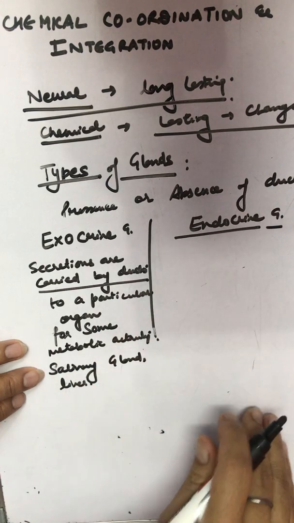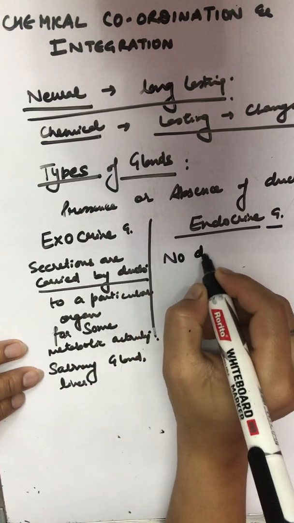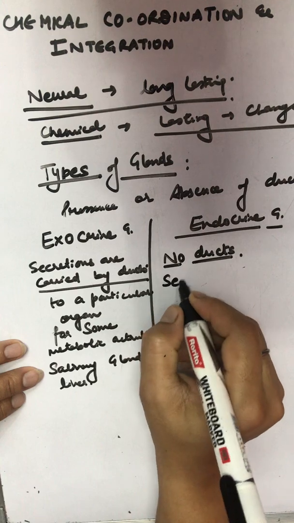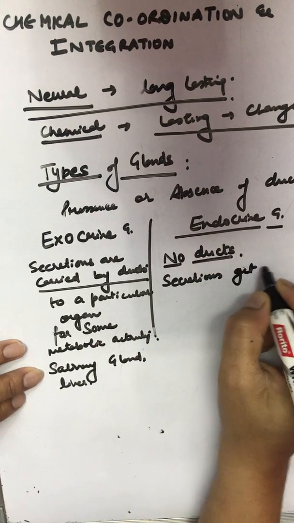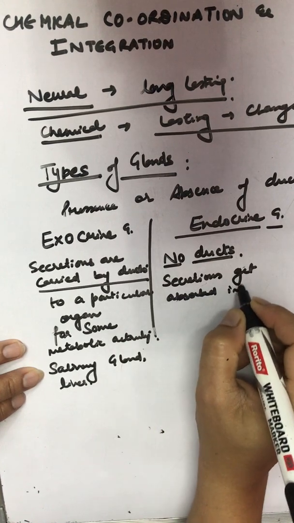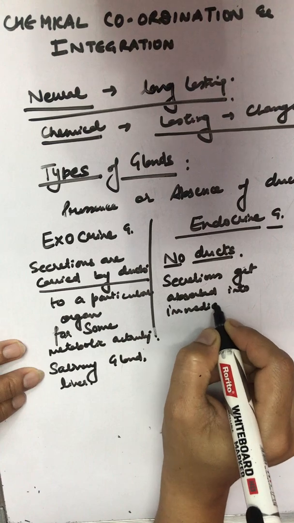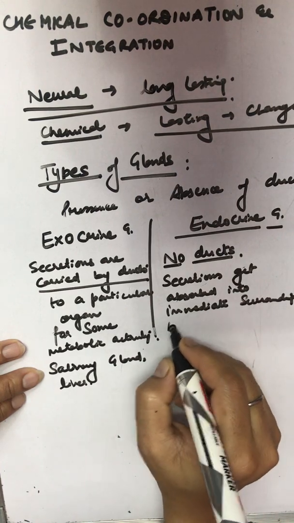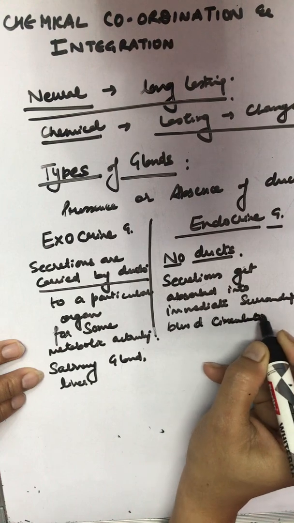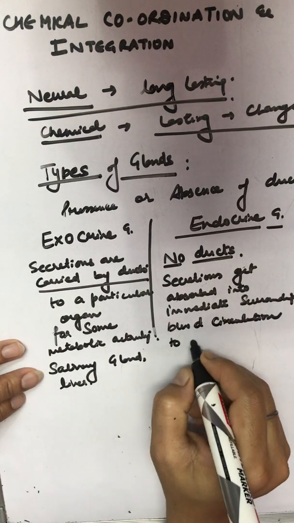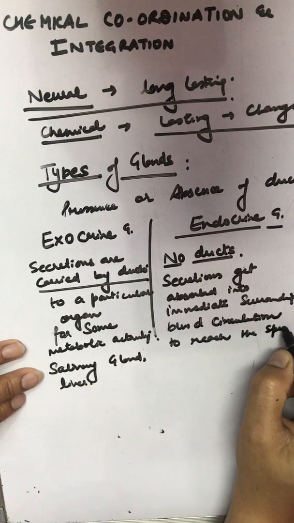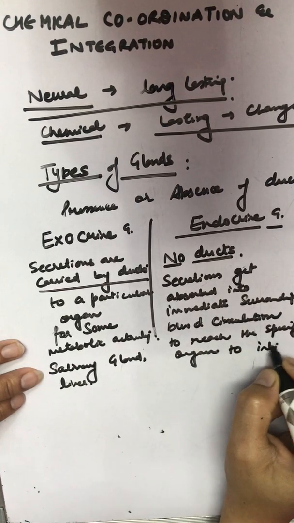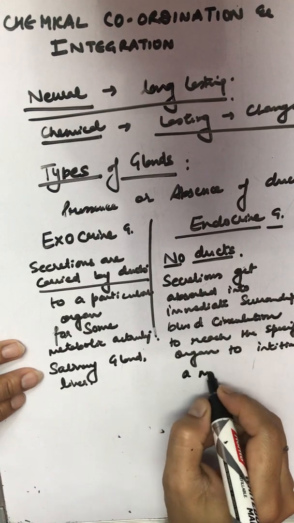Coming to endocrine. Endocrine, where glands have no ducts, and their secretions get absorbed into the immediate surrounding blood circulation to reach the specific organ to initiate a metabolic change.